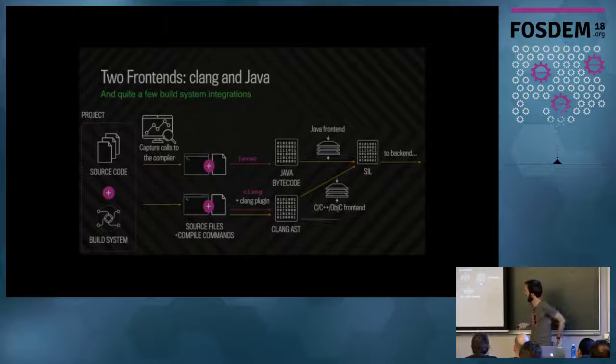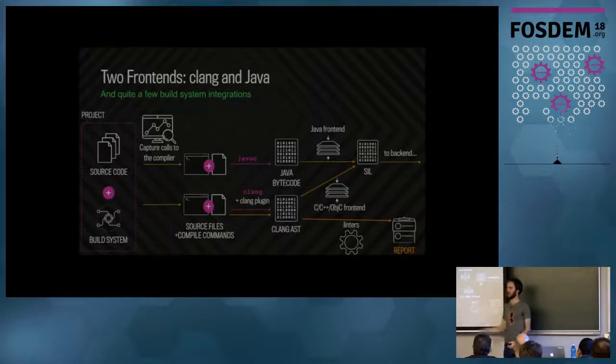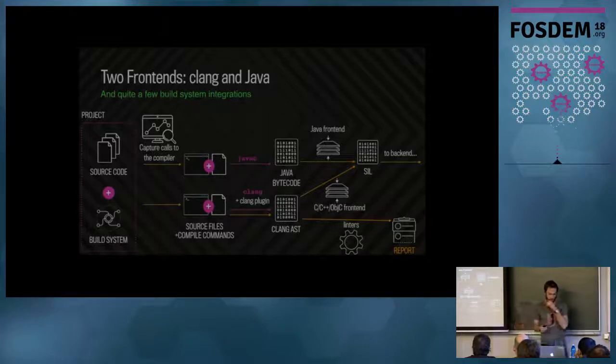And there's also the place where we plug our Clang linters. Because here we see the AST, we can run very syntactic analysis on the source code that just matches nodes in the AST and makes some reports. So we are able to do that for Clang, but not for Java, because Java will start at the bytecode level. So there are no linters for Java in Infer at the moment.